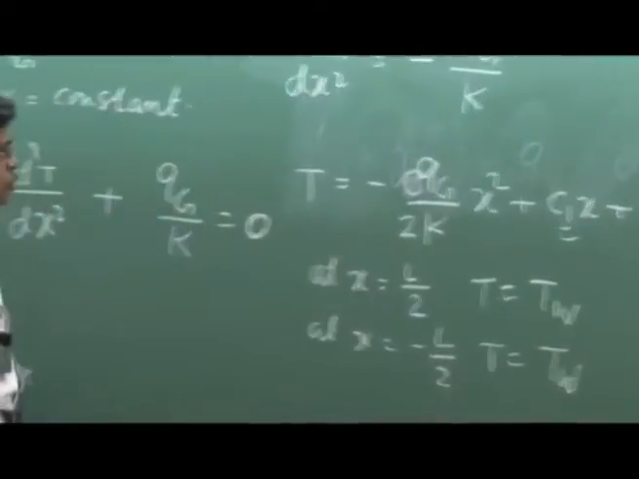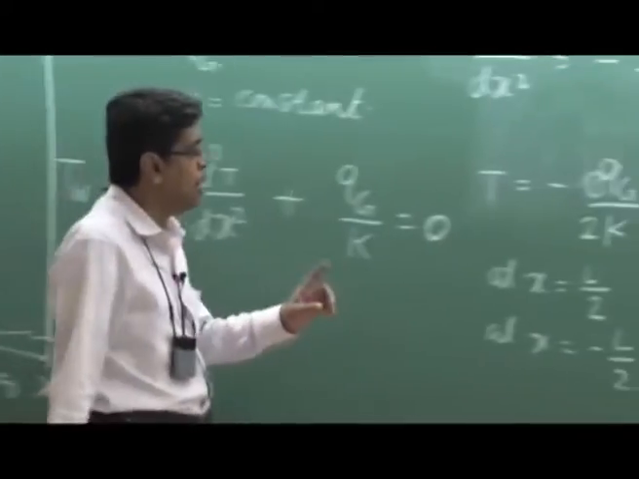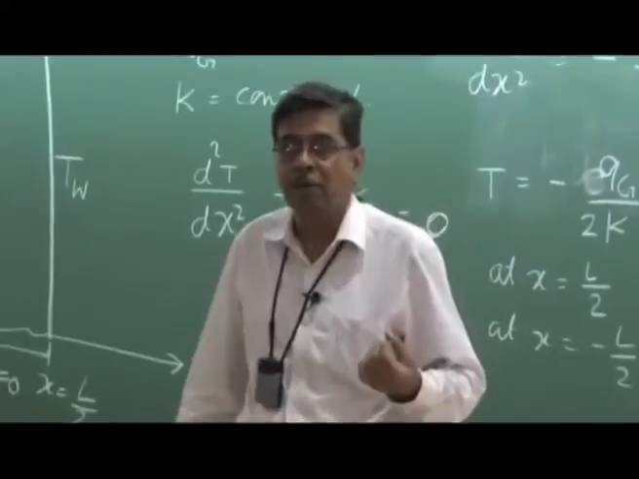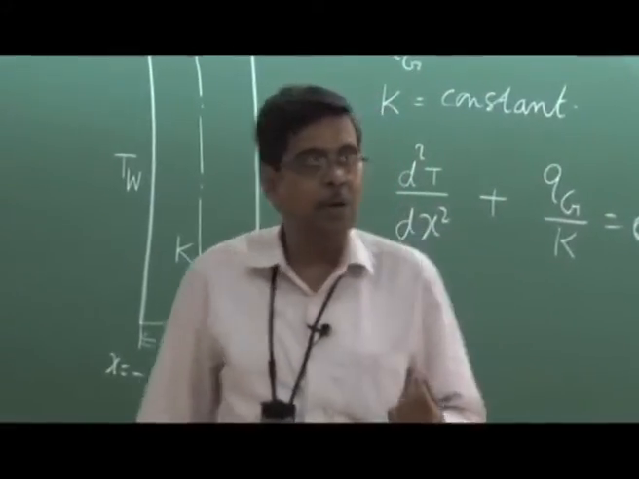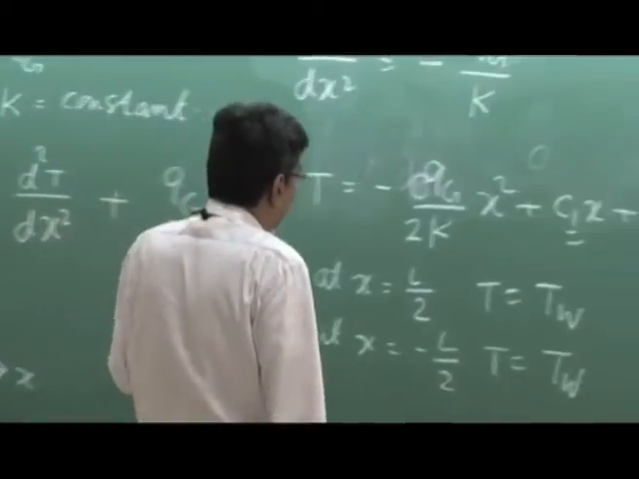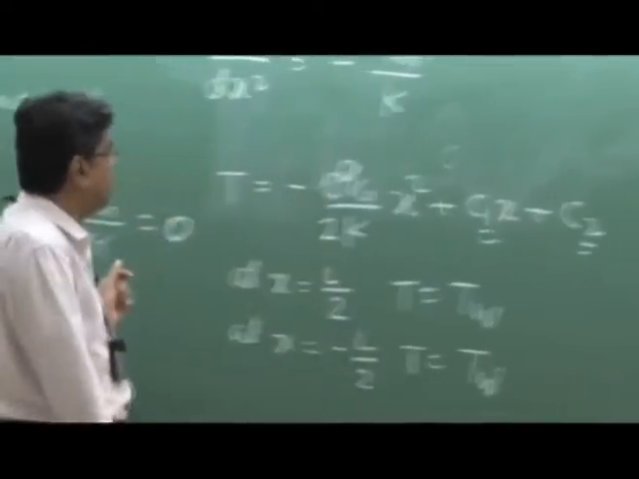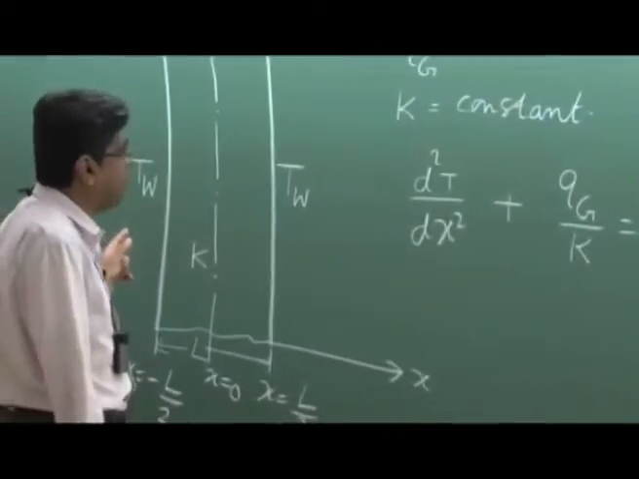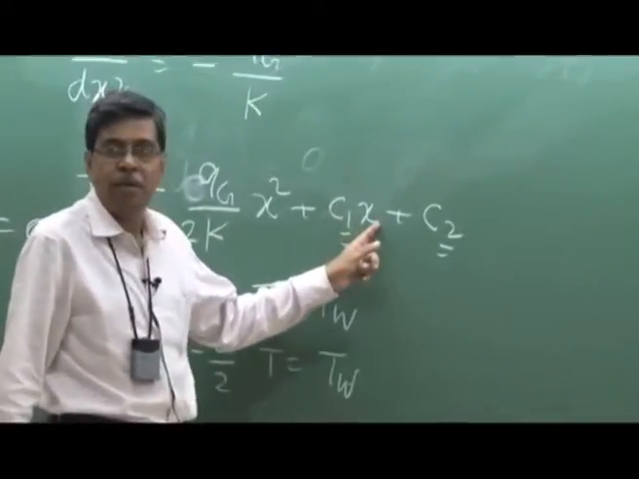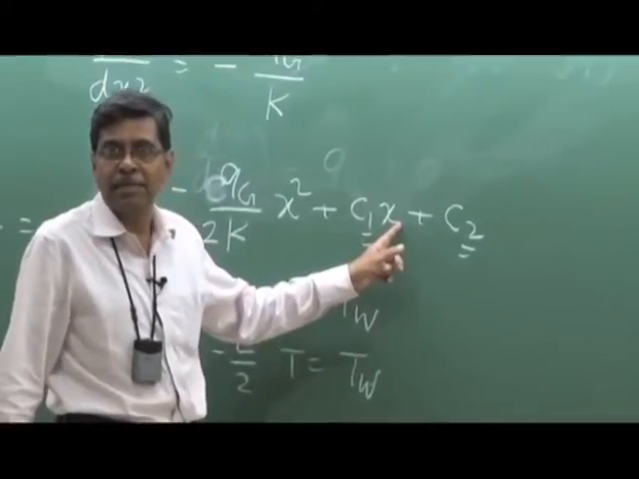Now if we use these two boundary conditions, C1 will be 0. Mathematically C1 will be 0, but this C1 being 0 is obvious without writing the boundary conditions. This is because the problem is symmetric, so that there cannot be any term containing x.